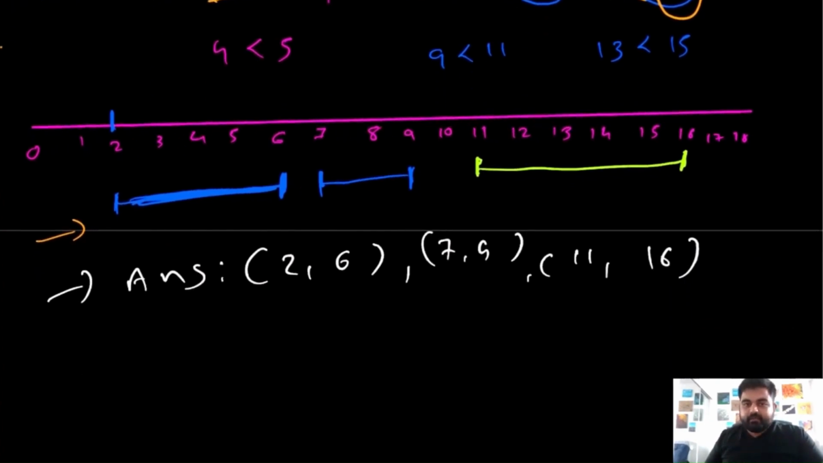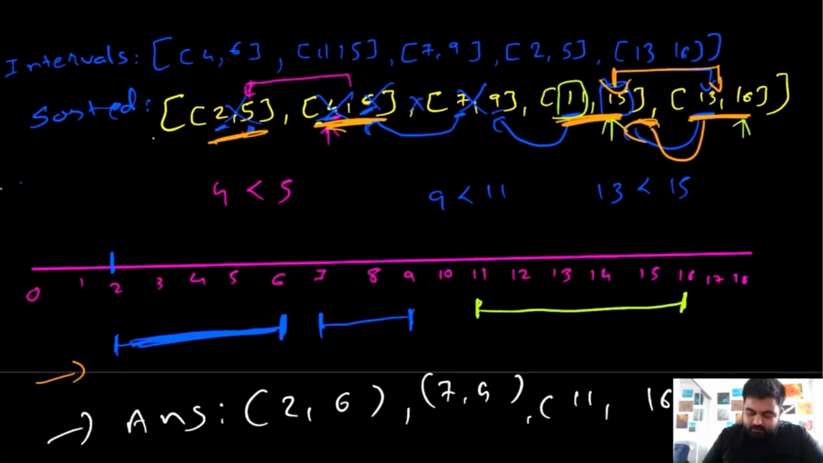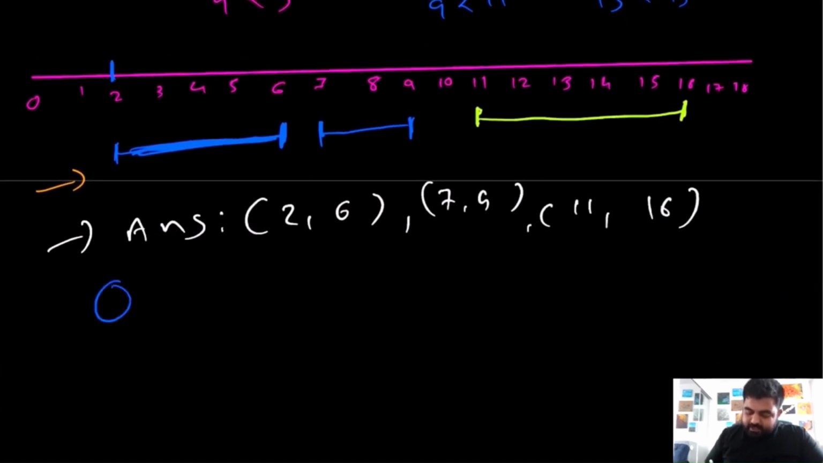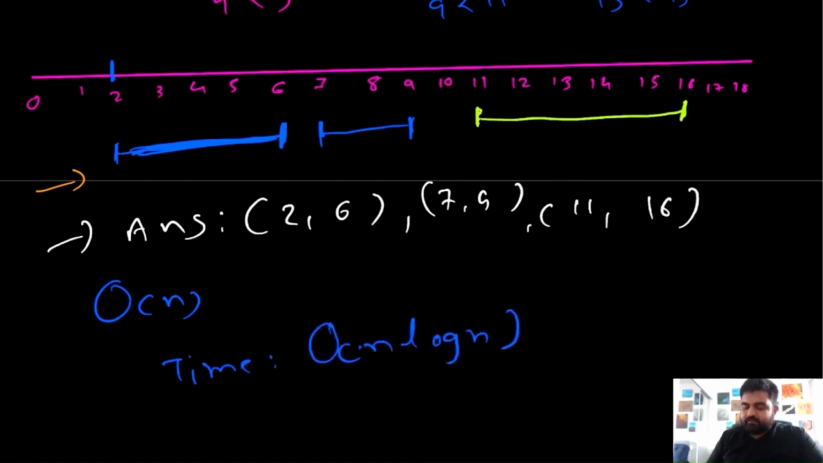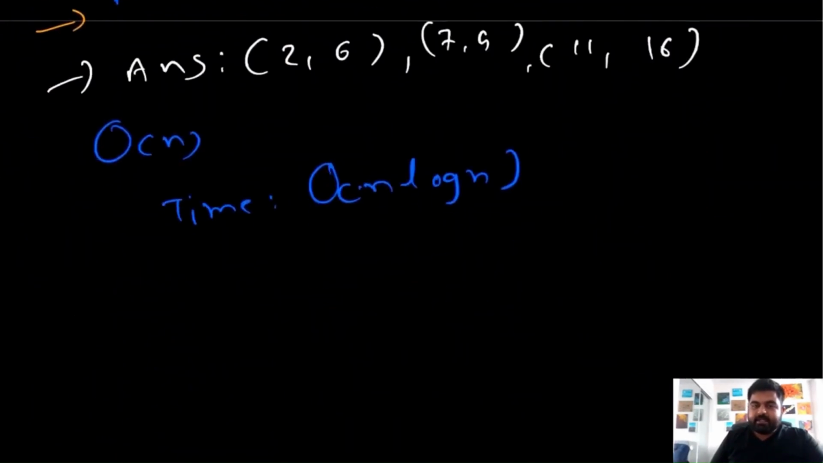Now if you look at the solution over here, essentially all we had to do is just iterate over the sorted input once. So basically, to generate this answer we are only doing big O of n work, but the total time complexity in this case is actually going to be big O of n log n. And why n log n? Because we will have to generate the sorted input from this given original input, and that takes n log n time.